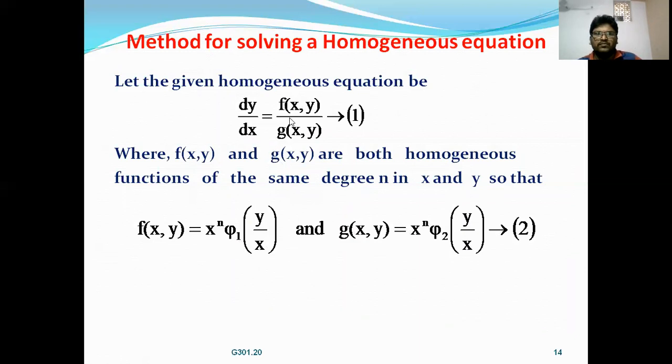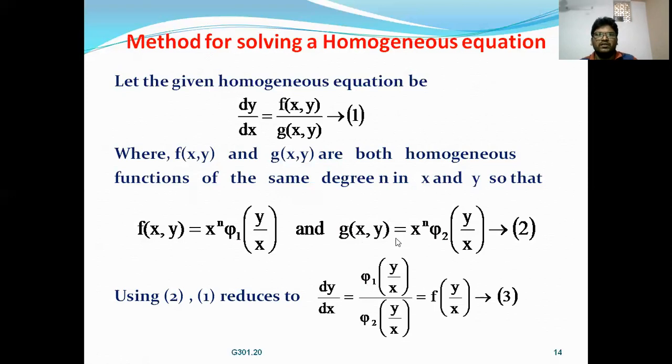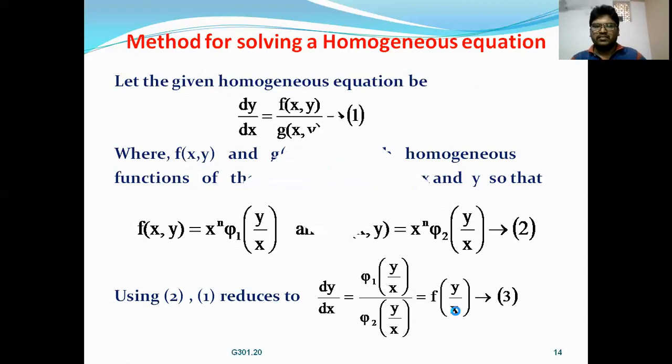So now, these two functions can be written in this form. From equation number 1 and equation number 2, the equation reduces like this: dy by dx is equal to phi 1 of y by x by phi 2 of y by x, which is equal to f of y by x.